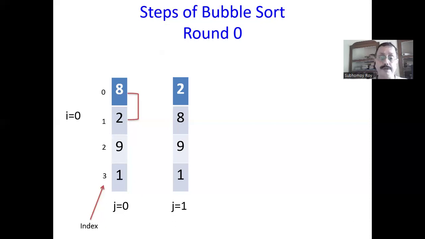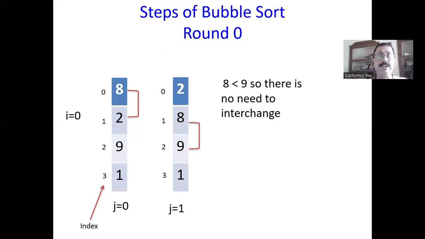Next adjacent pair is 8 and 9. So 2 and 8 we arranged. Next adjacent pair, keep it in mind, 8 and 9. Again, I am writing the index. It will help you a little bit. So 8 and 9, we have to check them. Are they in order? Yes, they are in order. They are in ascending order. So needless to touch them, leave it as it is. 8 is less than 9, so there is no need to interchange.